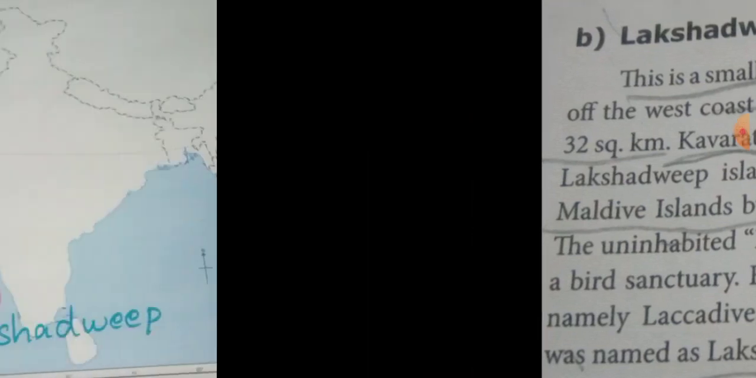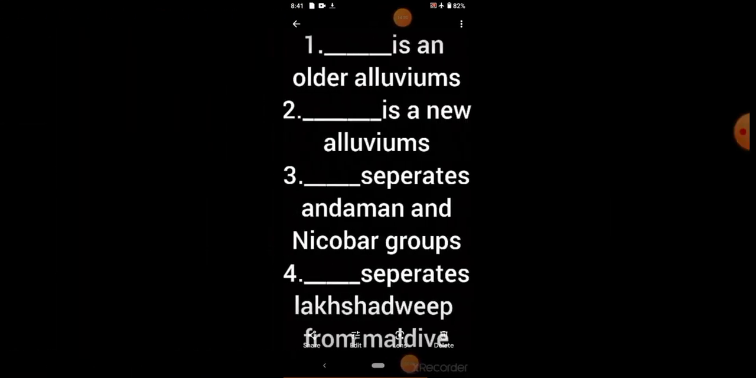Now see the worksheet, students. I will give some fill-ups, 2-mark questions and map work. Dash is an older alluvium. Dash is a new alluvium. Dash separates the Andaman and Nicobar Islands. Dash separates Lakshadweep from the Maldives. That means, how many degree channel?